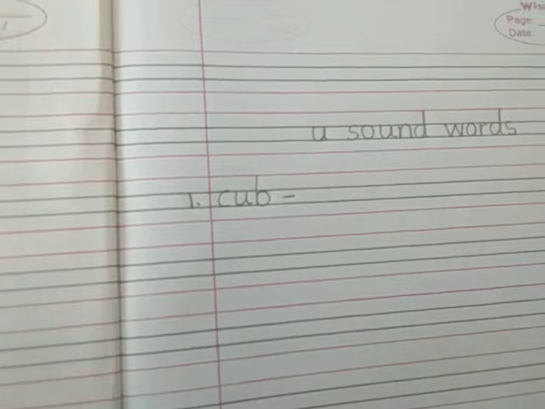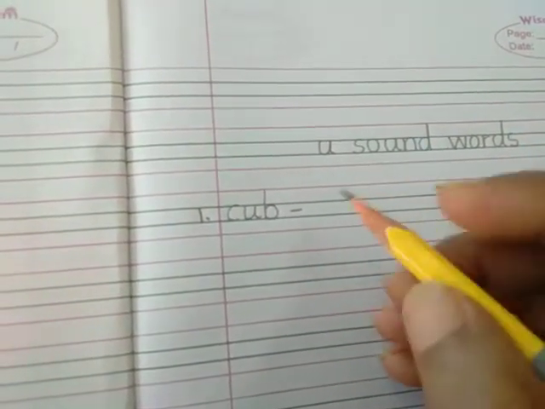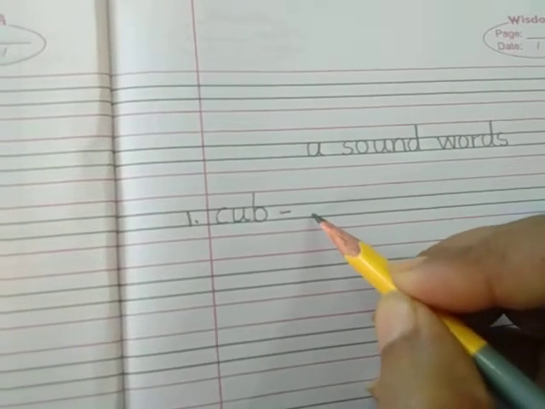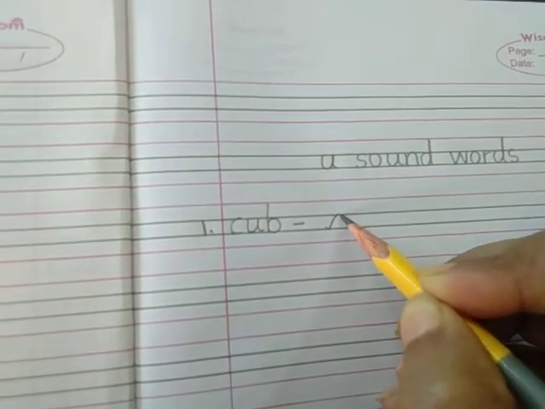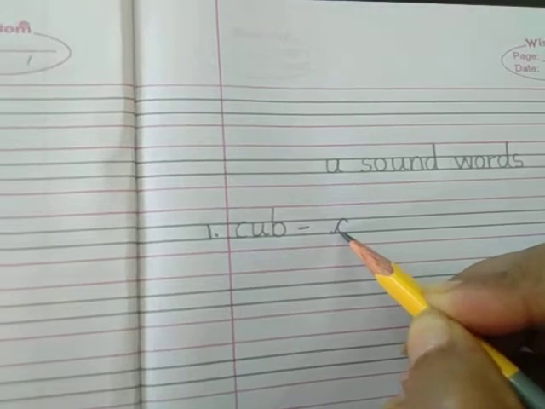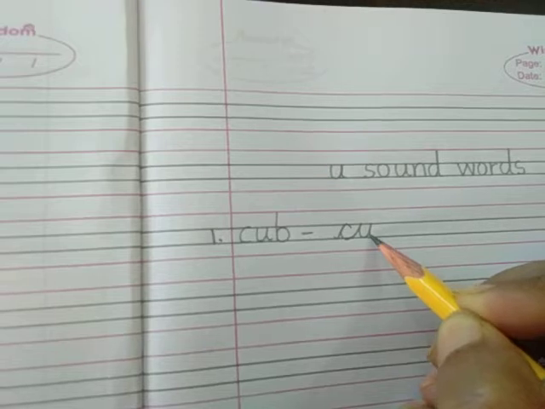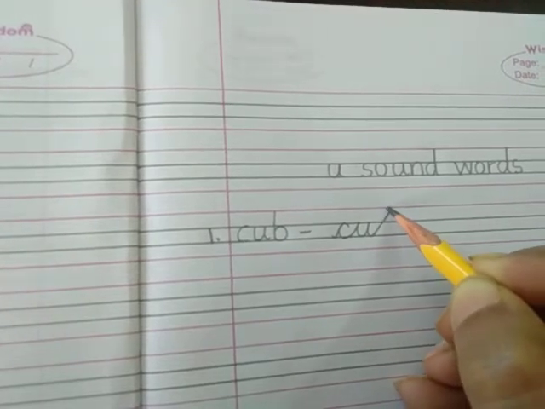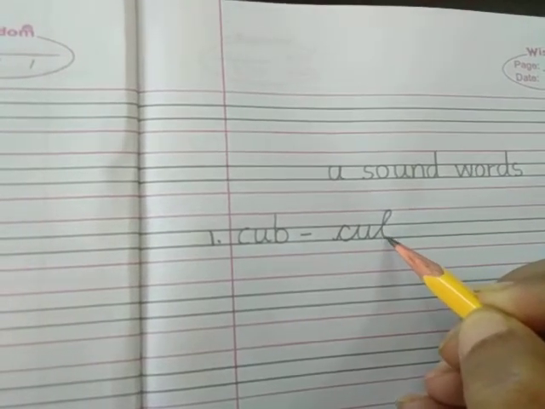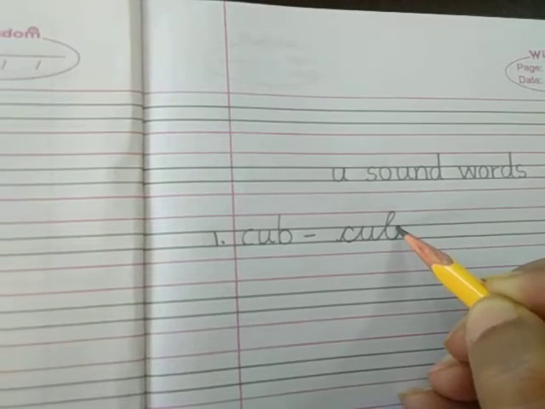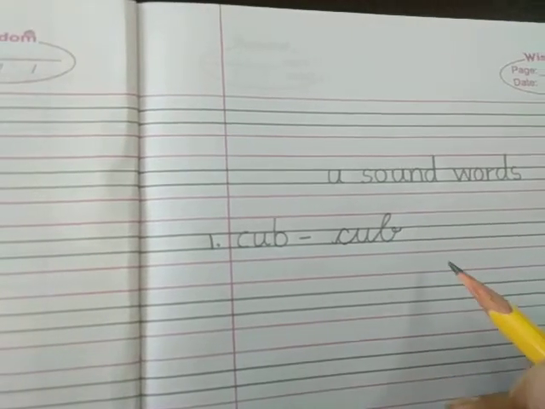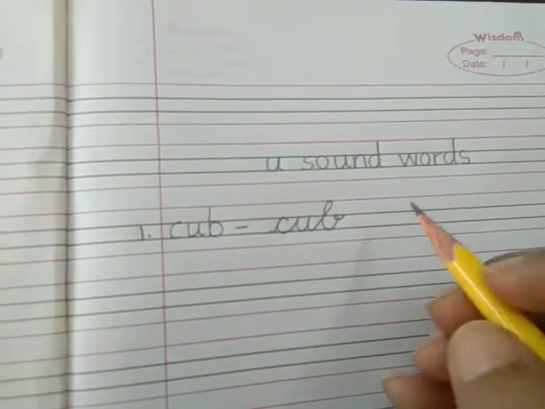Okay, so the first word is cub. C-U-B, cub. Now see how I am writing it. K, A. Now we will write B. Just see it. Cub. We will write it 3 times.